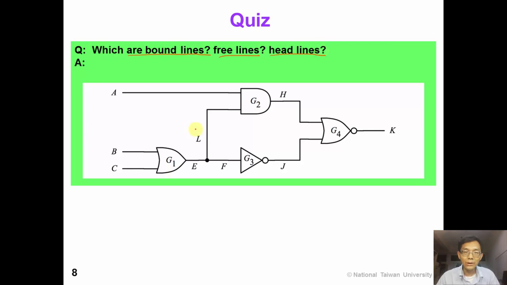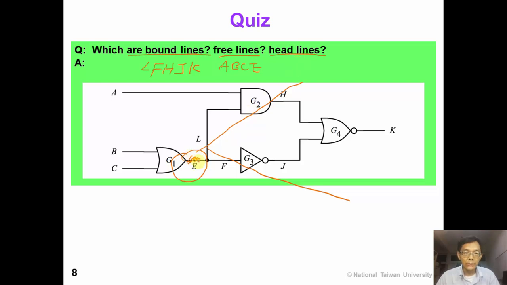Okay. Are you done yet? In this picture, we have 1 fan-out stem, which is E. So all the lines that are fed directly or indirectly by the fan-out are bound lines. So L, F, H, J, K are all bound lines. The others, A, B, C, E, are free lines.